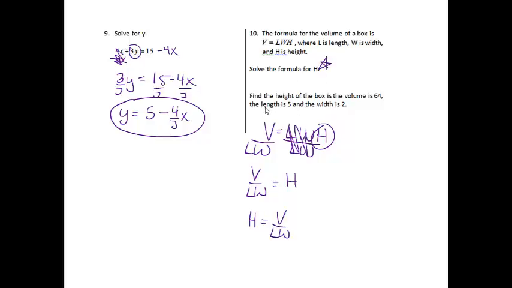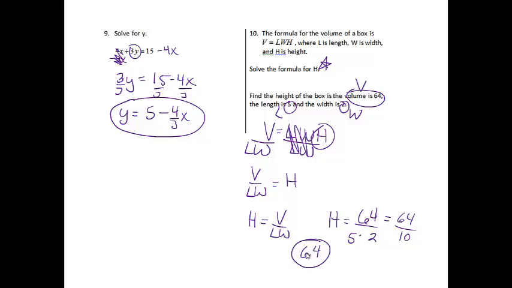The next part, it says to find the height. So we want to find H. If the volume is 64, that would be my V. The length is 5, so that will be my L. And the width is 2, so that will be my W. So now we're going to have H equals V is 64, L is 5, W is 2. All right, so we're going to have 64 over 5 times 2 is 10. 64 divided by 10 is 6.4. And they didn't give me units, so the height will just be 6.4.